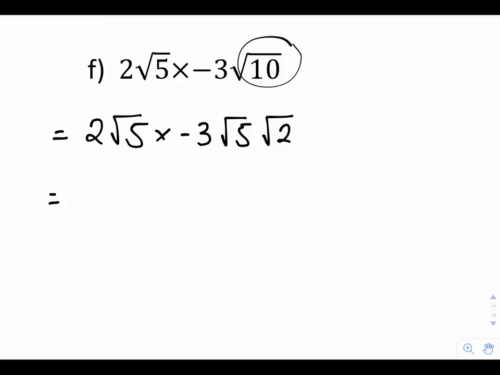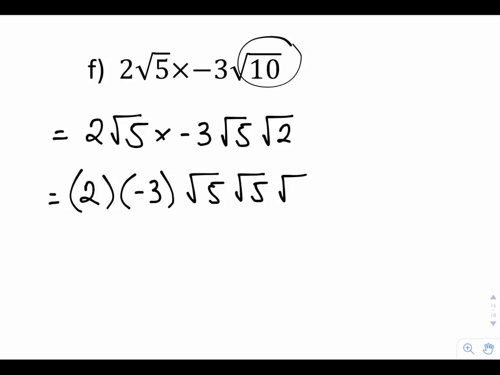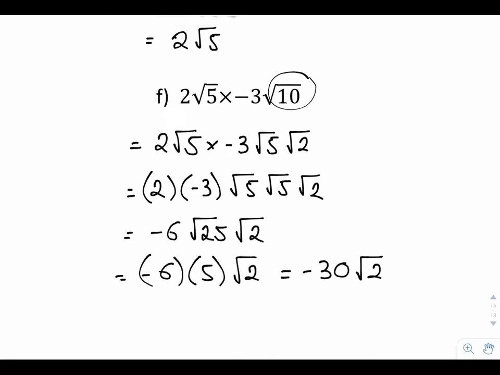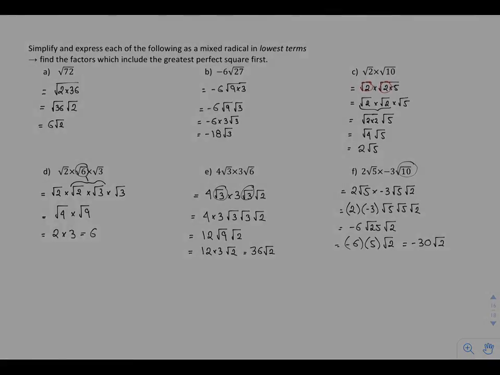And I'm going to rearrange here. So I'll bring all my coefficients to the front. Then I have a root 5, root 5, root 2, and that leaves me with negative 6, root 25, root 2, which is negative 6. Again, the square root of 25 is 5. The square root of 2. Final answer, negative 30 root 2. So there you have all these examples worked out for you.